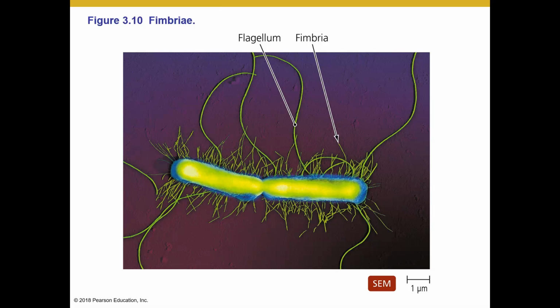Mini check: what happens if bacteria lose their fimbriae? Answer: they can't attach, so they can't infect as easily.